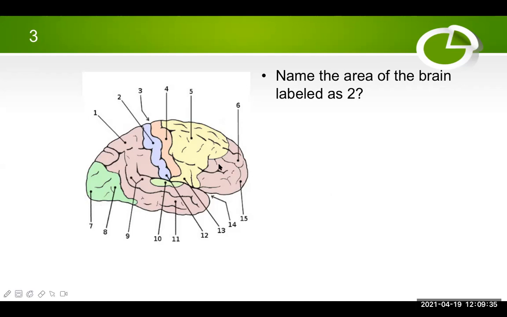So remember this. This is the frontal lobe. This is the occipital lobe. This is the temporal lobe. If you identify that, then of course this is the central sulcus. This is the precentral gyrus. This is the postcentral gyrus. Precentral gyrus is the primary motor cortex, and postcentral gyrus is the primary sensory cortex.